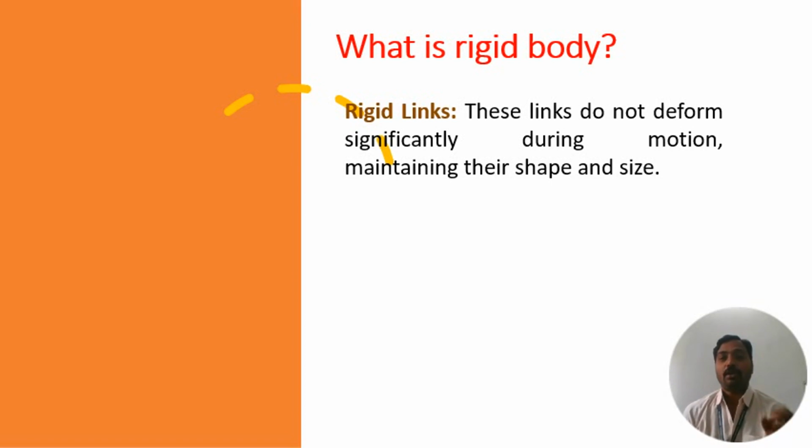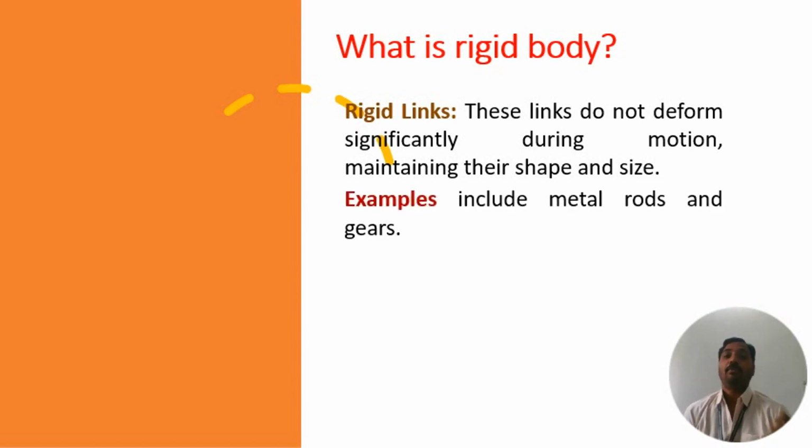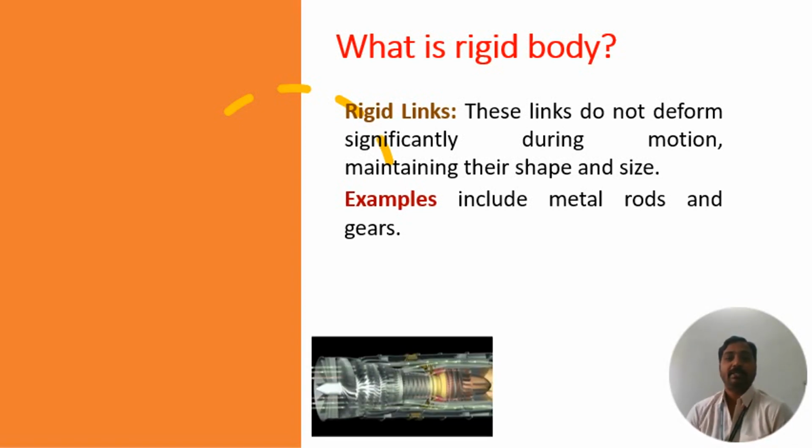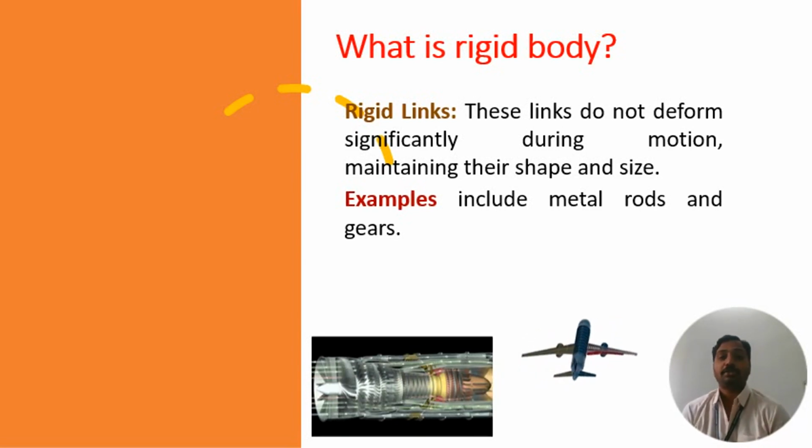These links do not deform significantly during the motion, maintaining their shape and size. So automatically it fulfills the example of that. Metal rods and gears are examples of rigid bodies. Here we can see a combination of rigid bodies, the gas turbine engines, where we see how the fluids are flowing. The next one is the aeroplane structure, which is also a rigid body.